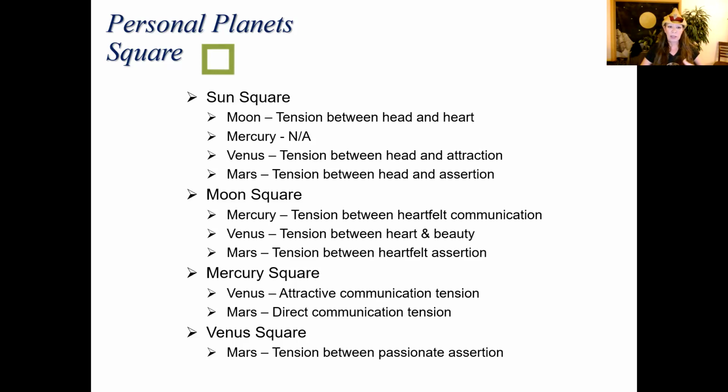Moon and Mars. Again, there's tension between heartfelt assertion, like, oh man, they pissed my emotions off, but I have a Moon Mars square, so I don't know how I'm supposed to deal with this. Should I deal with it from a Gemini way, or should I deal with it from the Virgo way? The squares. That's how you read them. Mercury squares Venus.